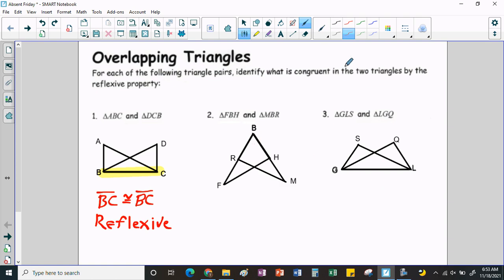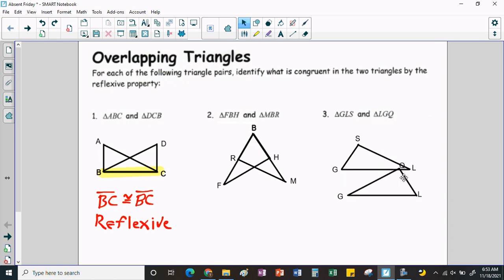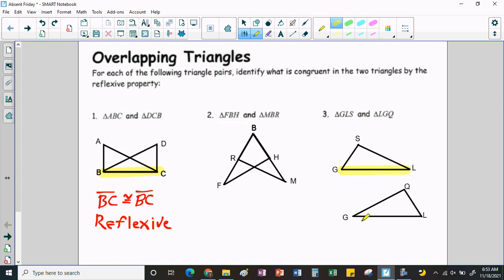If we look at the third problem, again, what do these two triangles have in common before you separate them? Well, if you actually pull them apart, what we see is just like the first problem, they are sharing this side. Side GL is the same in both of them. Again, it's by the reflexive property. So if that were to show up in a proof, we could say segment GL is congruent to segment GL by the reflexive property.